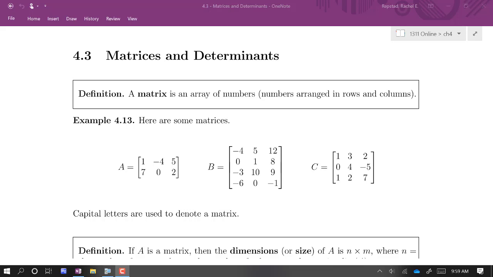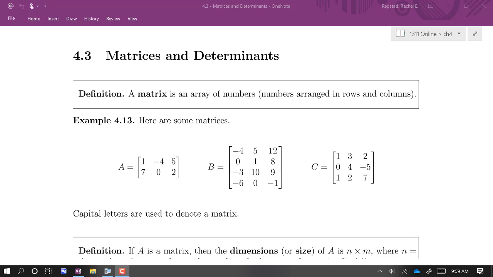In this section, we're going to learn about matrices and how to find the determinant of a square matrix. It feels like a bit of a departure from the systems of equations that we've been working with, but we'll see in the next section how this can be used to help us solve systems of equations. It's another technique to solve a system of equations, and it's one that is particularly effective for larger systems.